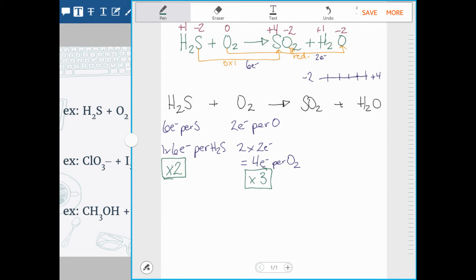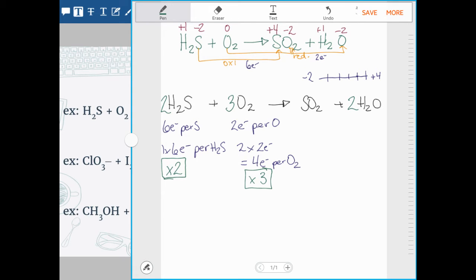Now, these numbers here in green equal our coefficients when we balance our chemical equation. So what that means is I need 2 H2S and I need 3 O2s in order to start this balancing process. Once I've balanced the electrons transferred in my reactants, I can complete my balancing using those coefficients. So I have 4 hydrogens on my reactant side, which means I need 4 hydrogens on my product side. By adding a 2 here as a coefficient, I have 4 hydrogens.